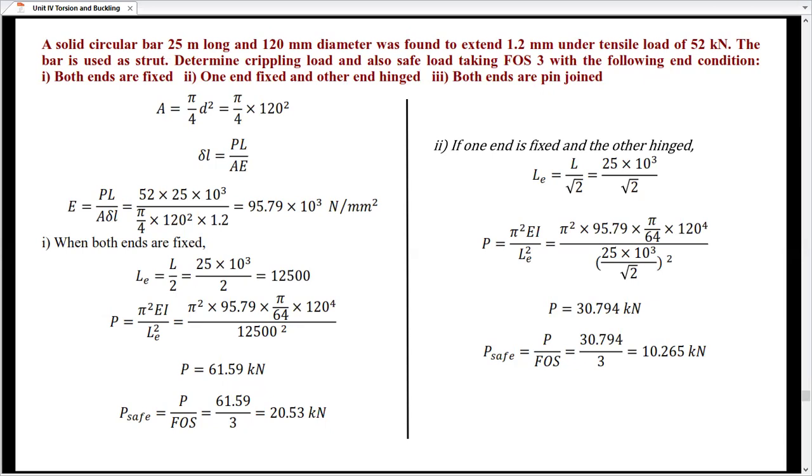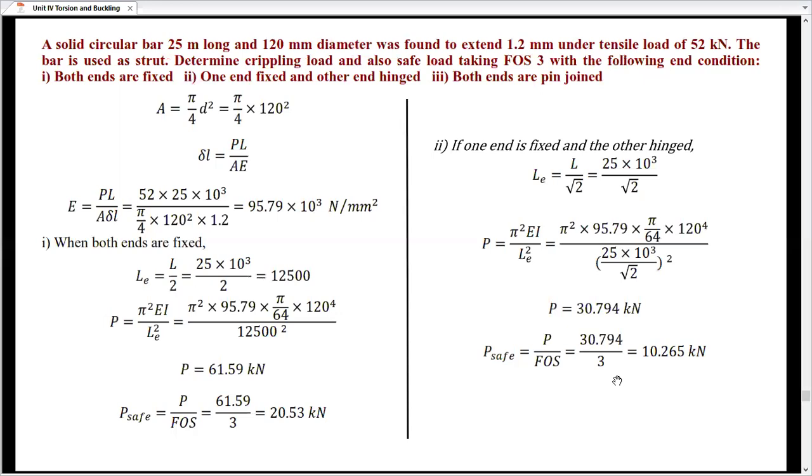Now second condition is, suppose one end is fixed and other is hinged. At that time, equivalent length is equal to L by root 2. Okay. So if we apply that equivalent length L by root 2, then we have 25 into 10 raised to 3 upon root 2. So you can put that value of P is equal to pi square EI upon L square. So we have E value, we have I value, elasticity is available, moment of inertia is available. So you get that crippling load 30.79 kilonewton, and safest load will be crippling load upon factor of safety, which is 10.265 kilonewton.